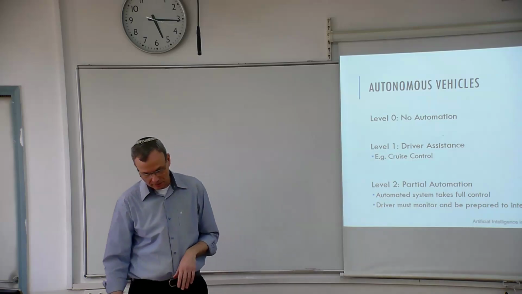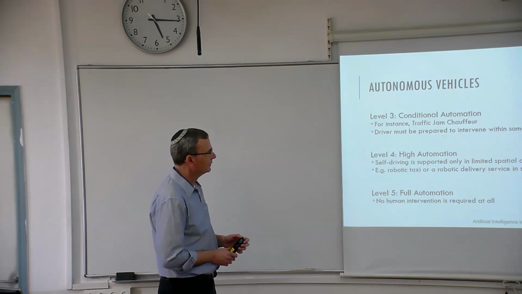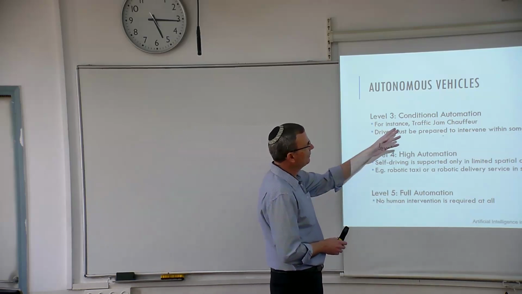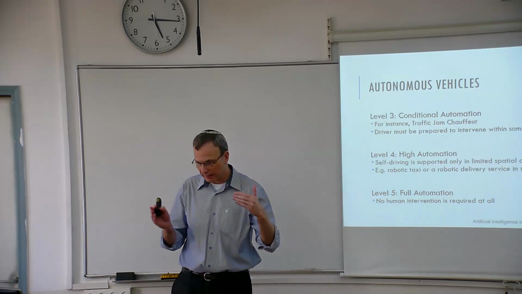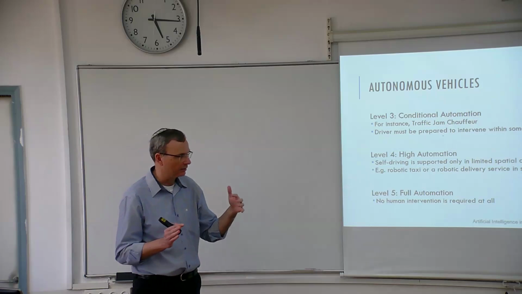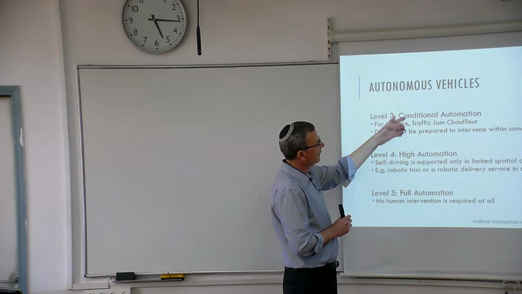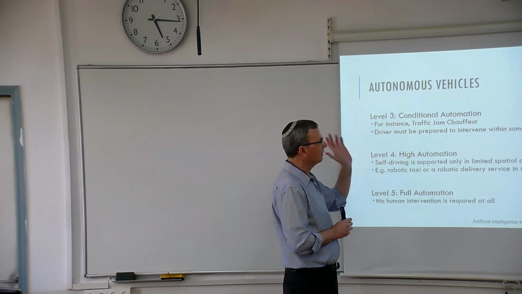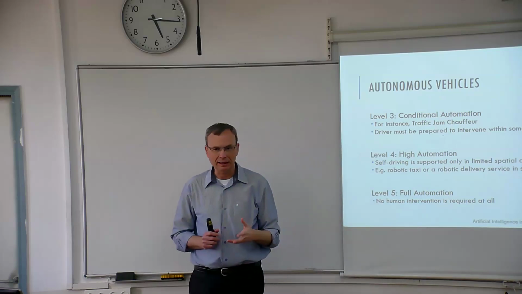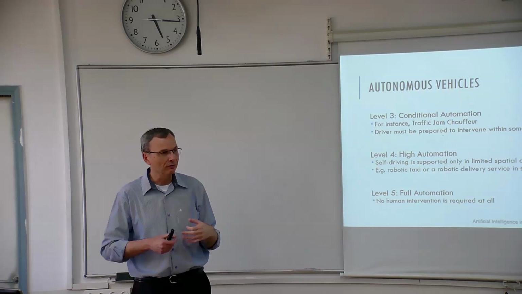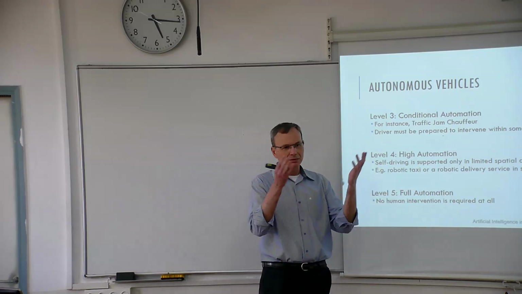The next level is called conditional automation. For instance, traffic jam. Again, there are constraints. The car cannot do whatever it wants. So the idea is that in a traffic jam, we let the car drive by itself, but the driver must be prepared to intervene within some limited time, not immediately. You can read, for instance, and relax, but let's say in 1 minute, you must take control.